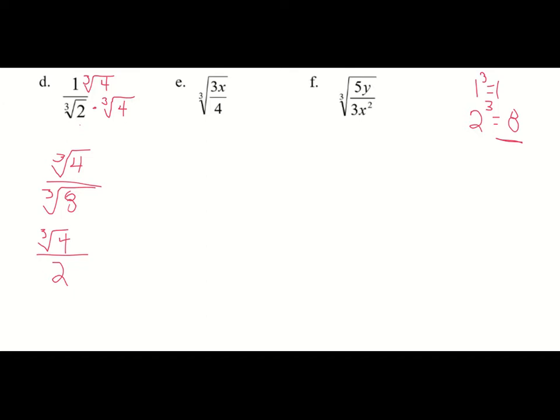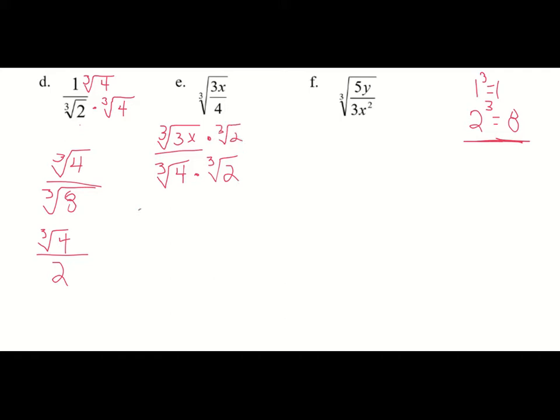Now, with E, again, because it's all under one radical, we're going to split it up. We're going to look at the cube root of 3x over the cube root of 4. And again, I want to turn this into a perfect cube, and I know I can turn 4 into an 8, so that's kind of nice, because now what I'm going to do is multiply this by the cube root of 2, because that'll give me the cube root of 8. And whatever I do to the bottom, I have to also do to the top.